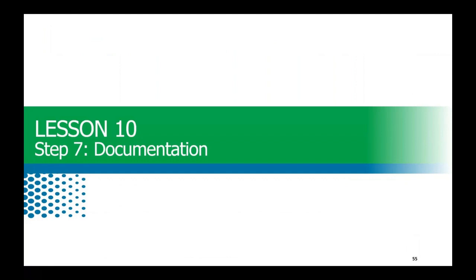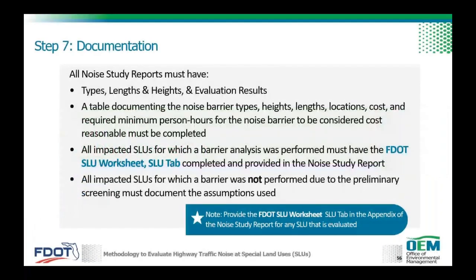Last but not least, step 7, documentation, or writing the noise study reports. In the noise study report, the noise barrier types, lengths, and heights evaluated and the evaluation results for each barrier evaluated must be documented in the noise study report. Note that the PD&E phase reports are now referred to as noise study reports, and the subsequent design phase reports are now referred to as design noise study reports. This change was recently made in the PD&E manual update, which eliminated the term noise study report addendum.